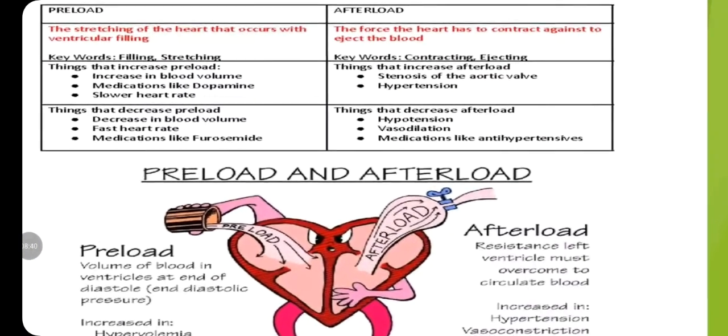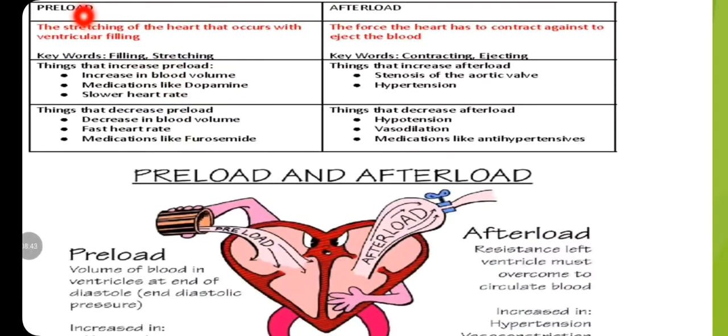So preload is simply the stretch of the heart that occurs with ventricular filling. So things that may increase the preload: an increase in blood volume, which is hypervolemia, medications like dopamine, and a slower heart rate. A slower heart rate means that the heart has enough time to fill with enough blood. So if the heart rate is slow, it means the contraction rates are reduced, which gives the heart enough time to fill up with the blood, which increases the preload.